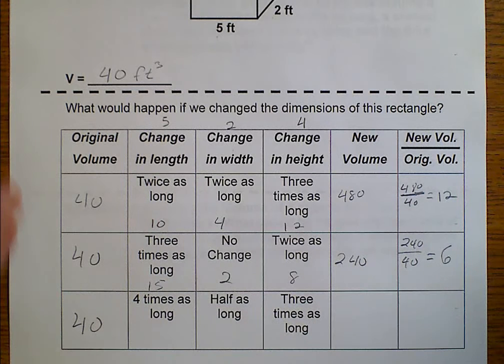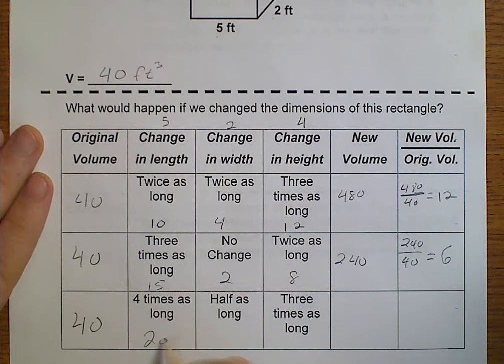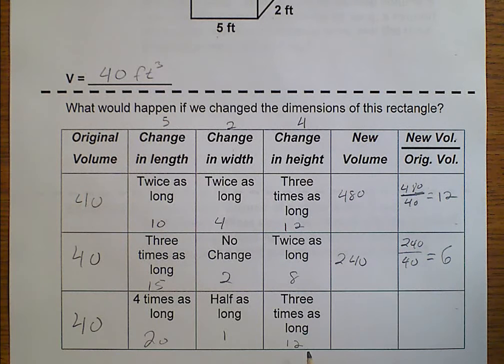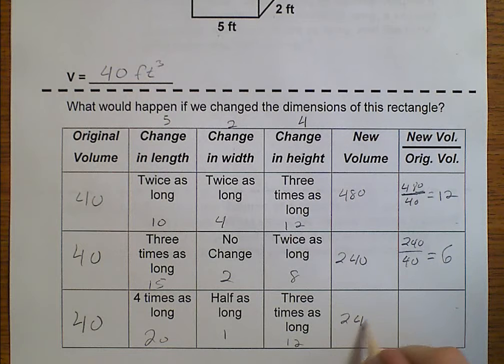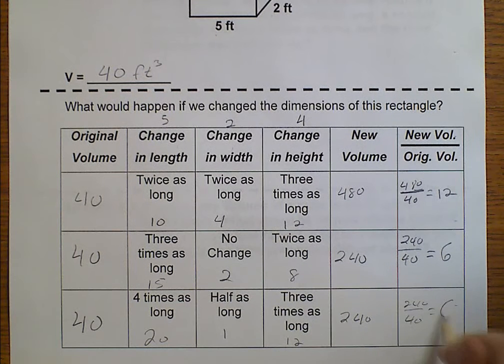And down here, 4 times as long, so instead of 5, we're at 20. Half as long instead of 2, we're at 1. And 3 times as long instead of 4, we're at 12. 20 times 1 times 12 is 240. And we've already said that 240 over 40 equals 6.